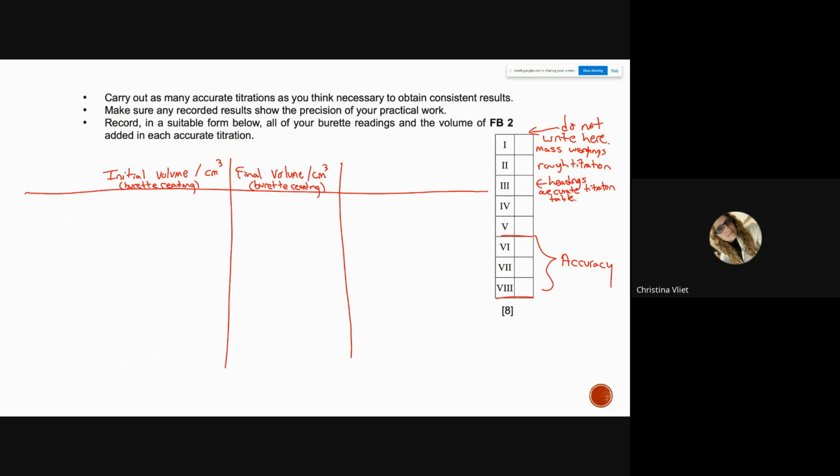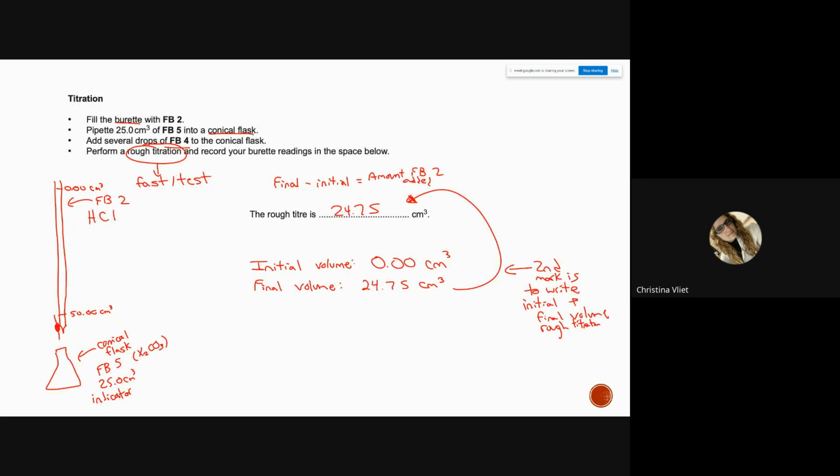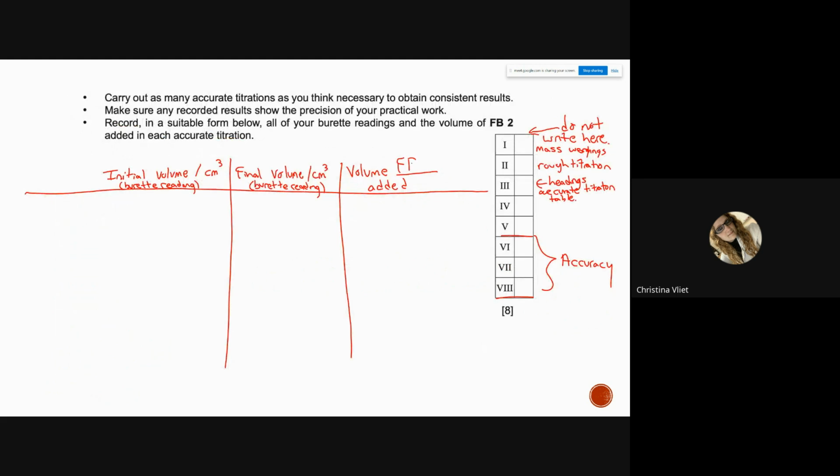And then the last one, and you do need to write it this way, is the volume of blank added. And what is the blank added in this case? What is in the burette? So you have to make sure it's the right thing. In this case, it's the volume of FB2 added that we're looking for, or the volume of hydrochloric acid. This is going to change for whatever FB you're given on any given laboratory. So next class, it may not be FB2, it might be FA1. Read carefully. What's in the burette is what's got to be here.